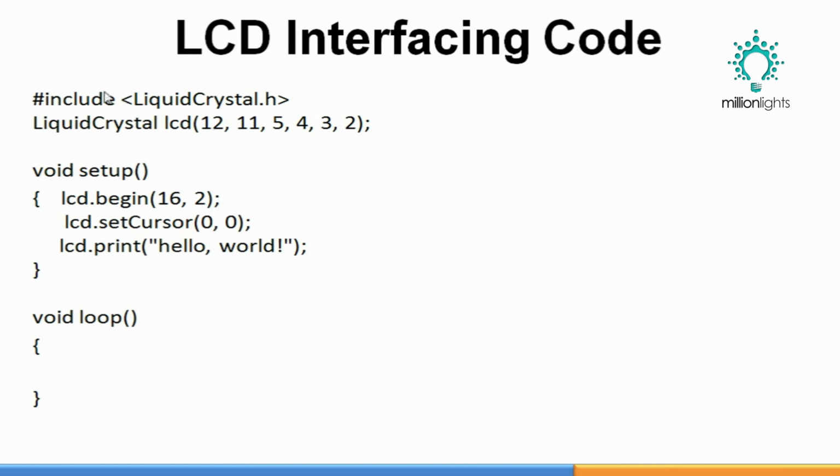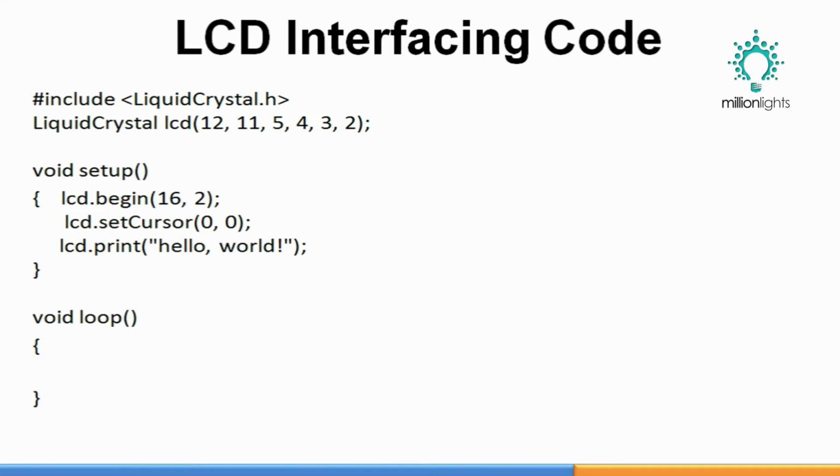First instruction is hash include LiquidCrystal.h. So we are including a header file, and the name of that header file is LiquidCrystal.h. Then LiquidCrystal lcd(12, 11, 5, 4, 3, 2). This is the next thing. Now what is LiquidCrystal lcd?